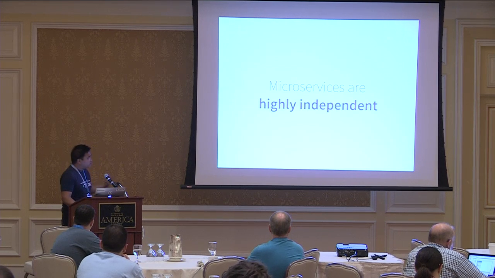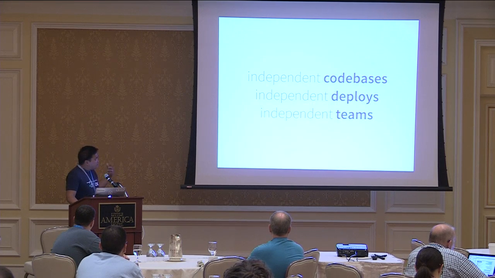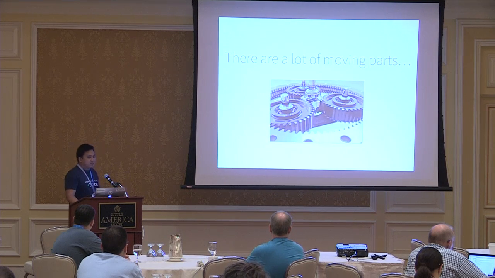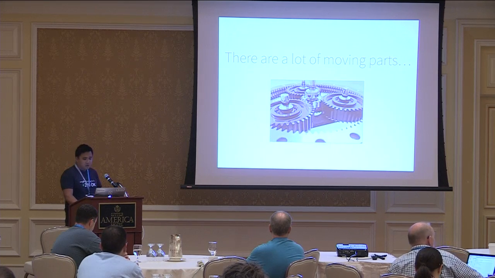From a high level, one of the core reasons we chose this architecture is because, by definition, microservices are highly independent, small components. For us, that means independent code bases, independent deployability, and independent teams that can own different parts of the stack without the obligation of having to coordinate with each other. Needless to say, there are a lot of moving parts, lots of things changing, and a lot of things being shipped to production all the time.